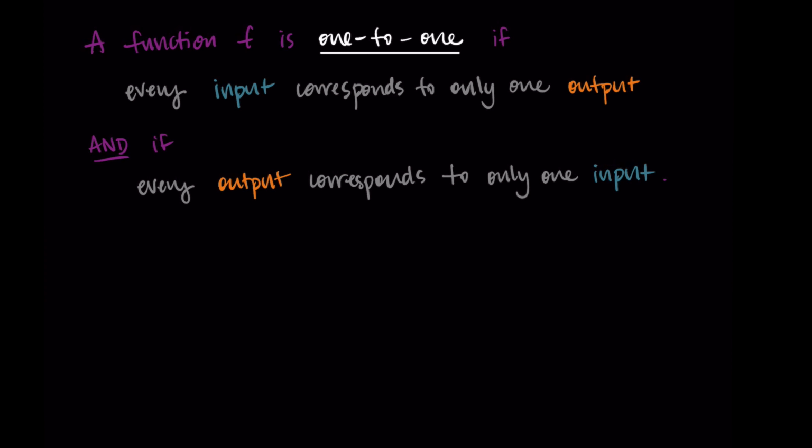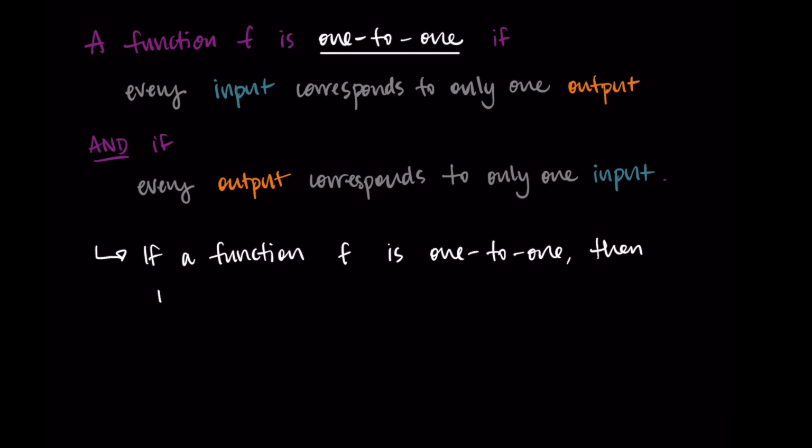So that's 1-to-1. Every output, so every item, needs to appear only once so that I can tell you exactly which input it came from. This ensures that both f and its inverse are functions. So we would say that if a function f is 1-to-1, meaning it has this quality here where every input has one output and every output has one input, then the inverse, f inverse, is also a function.